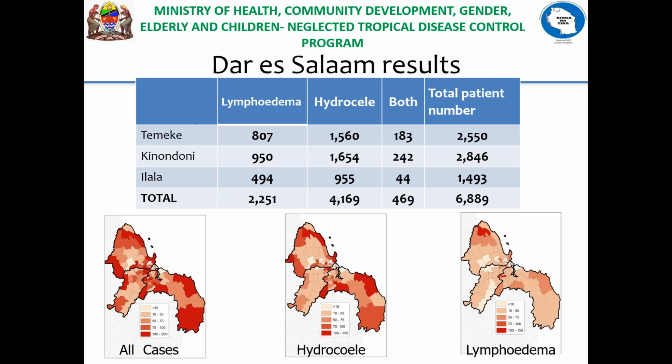And you could see from the same results in the map presented, there are areas where you see a concentrated number of patients, all cases. Then hydrocele, most of it was in the southern part of Dar es Salaam. And then for lymphedema, you also see the northern part of Dar es Salaam. So in general, the results indicated that there are many patients, more than we expected. So in total, around 6,889 patients were identified during this survey.